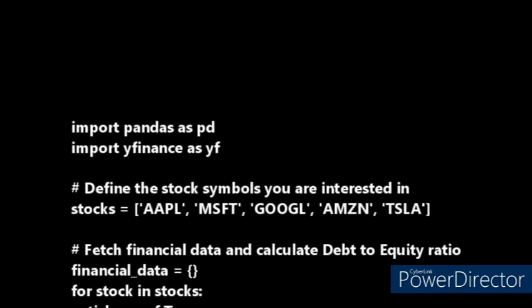Significance of the criteria. Leverage assessment. This criteria helps in assessing a company's leverage. A lower ratio indicates that the company is not excessively reliant on debt to finance its operations. Risk management. Companies with lower debt levels are generally considered to be at lower financial risk. This criteria helps in identifying such companies. Financial stability. A low debt to equity ratio is often associated with financial stability and conservative financial management, which can be appealing to risk-averse investors.